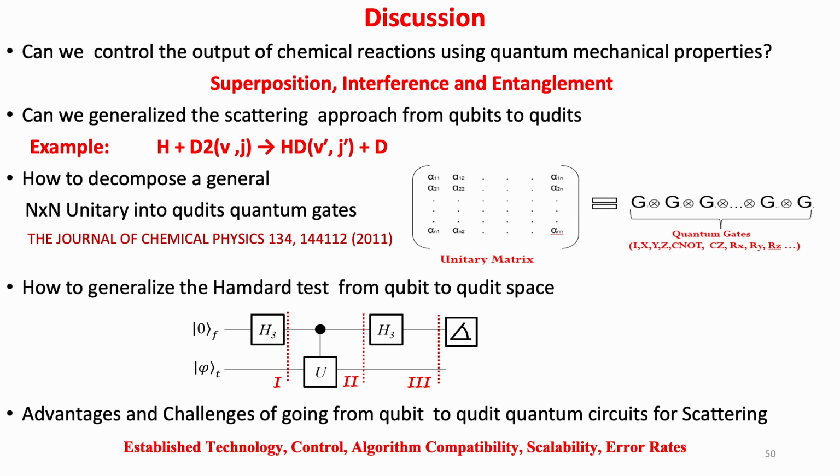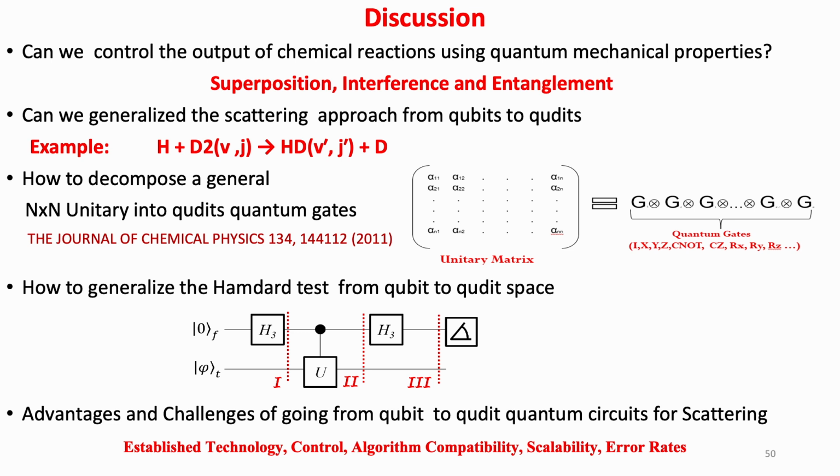And I thought maybe I would end with this slide for the discussion. Again, as I mentioned, we can also discuss if superposition, interference, and entanglement can have any effect on the product. How do we generalize it from state to state to a distribution in different V and J? And for that, you need a qudit space.